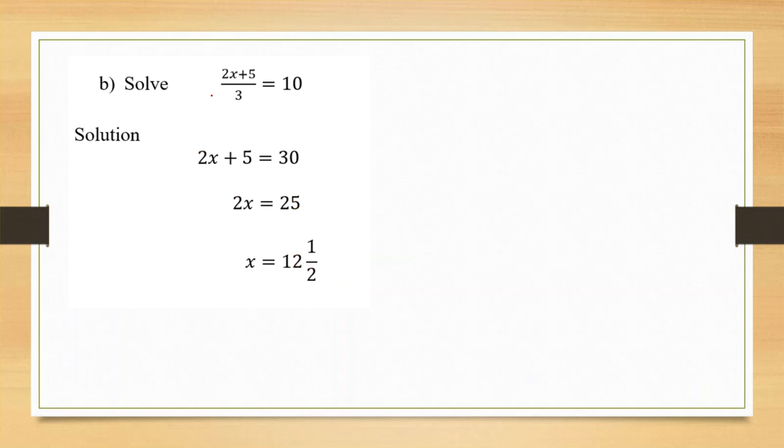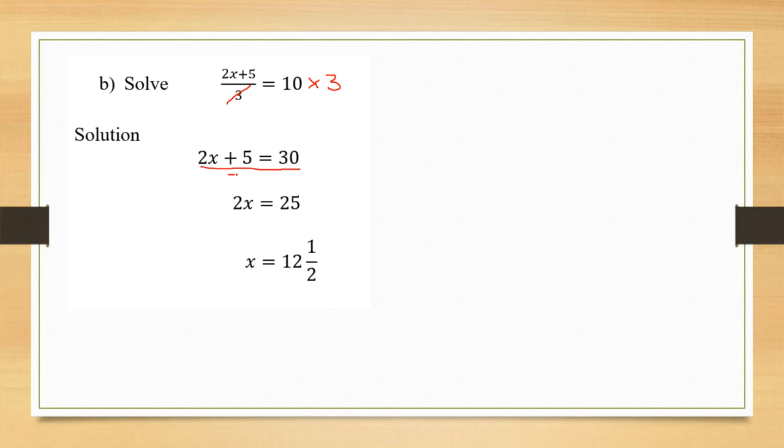For part B, there's a little bit different equation here. So this time around, the plus 5 bit is being divided by 3 as well. So for this one, our first step should be times both sides by 3, giving us 2x plus 5 equals 30.